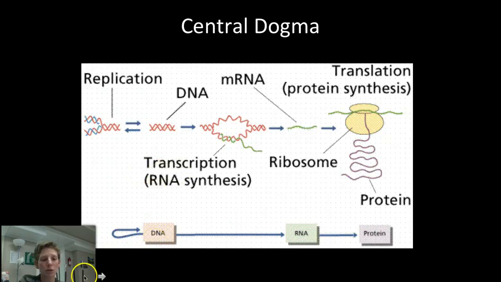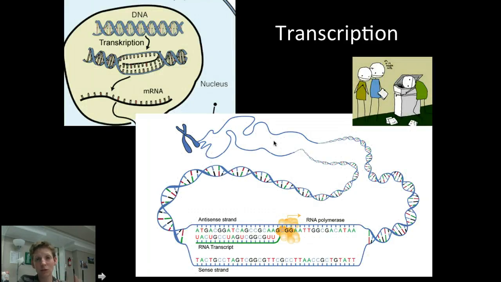The central dogma is when you start off with this DNA, which can be replicated. You take this DNA, transcribe it into RNA, and then translate the RNA into protein. And that's the central dogma. So let's focus a little bit more on transcription, that first part.